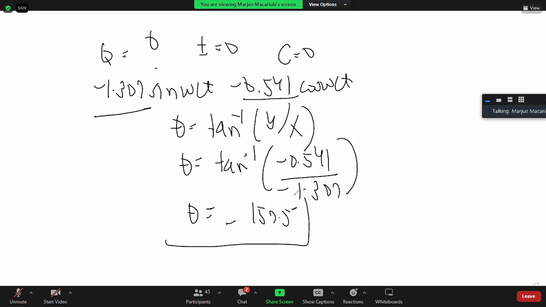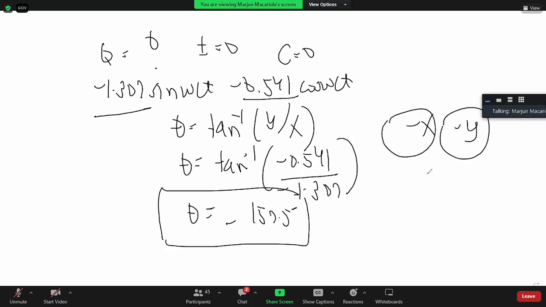Okay, magtataka, bakit negative na naman? Dahil siya ay negative x at negative y, ang coordinates niya ay negative at negative, so siya po ay minus 180 degrees. Kapag po siya ay negative x at positive y ang coordinates, siya po ay plus 180 degrees. Okay na ba doon sa nagtanong? Yes po. Okay. Salamat po.